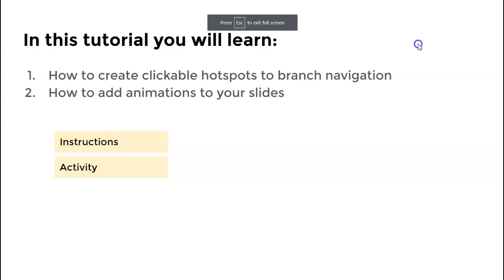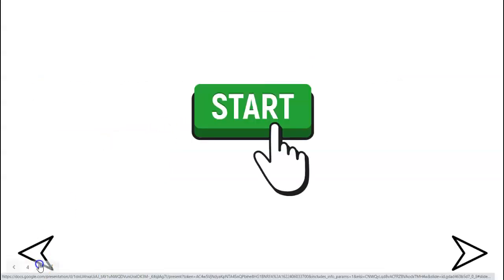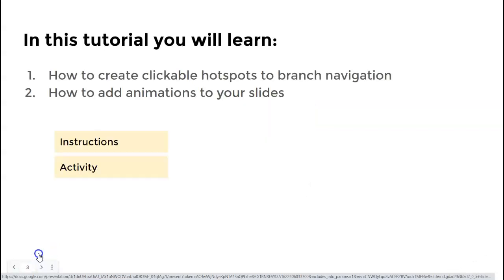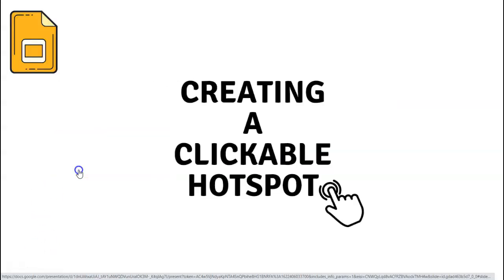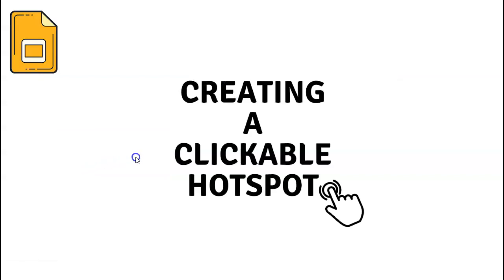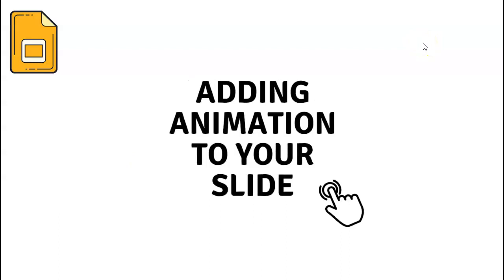So when you are then in present mode, you'll be able to click on your instructions, and whatever is on that slide, you can always go back, or you can click on your activity and you can get to your activity page. Next, we will look at how to add animation to your slide.